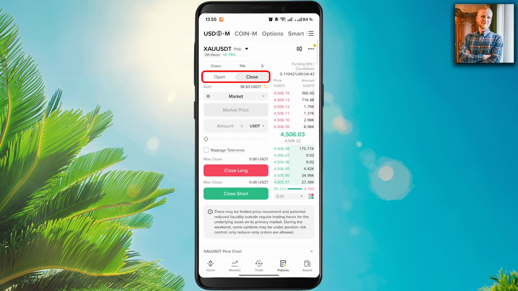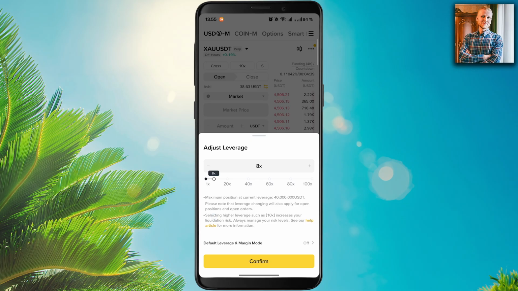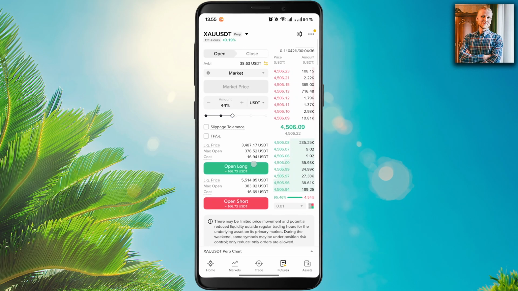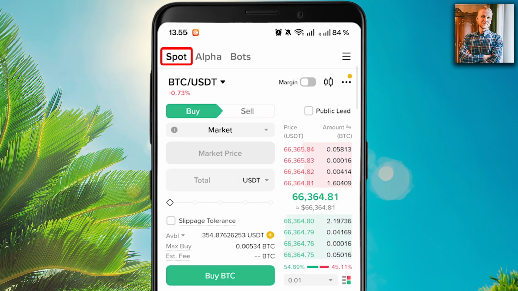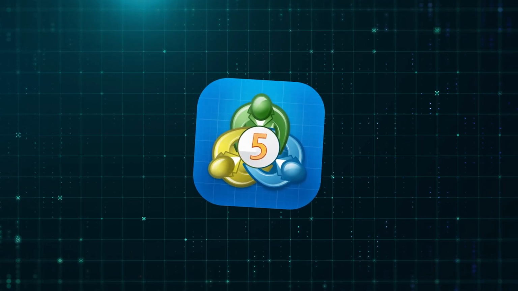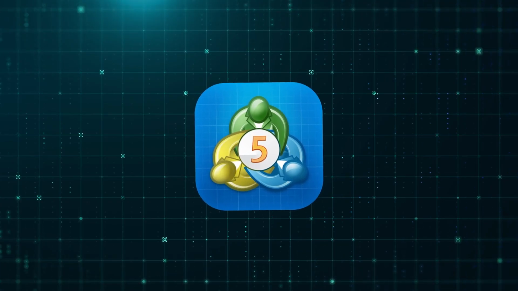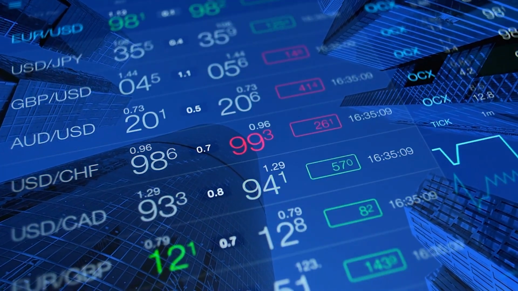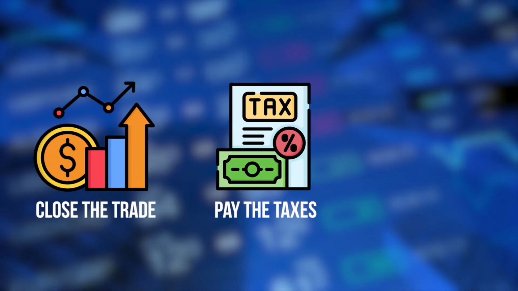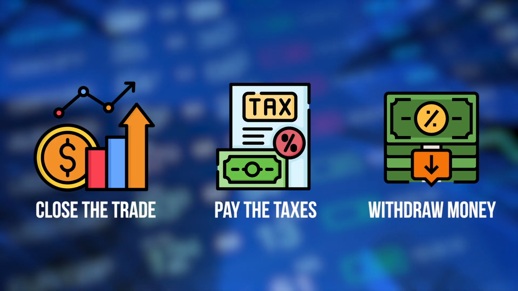Again, open, close, choose a flexible leverage based on your liking, scroll this one, click open long. As you notice, another benefit of Binance compared to MT5 and many MT5 brokers is that you can buy assets directly on the spot, which means that you can withdraw the assets into your own wallet. Meanwhile, many brokers with MT5 force you to trade with the high leverage CFD products, so you cannot withdraw the assets directly. You need to close the trade, perhaps pay the taxes, and only after that you can withdraw.